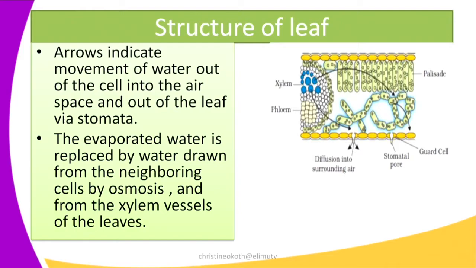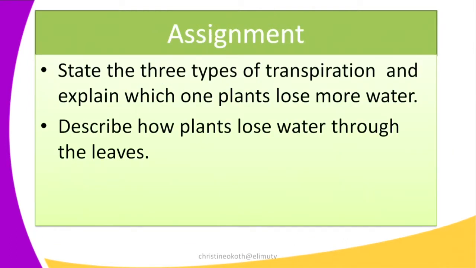So that video has just explained what transpiration is and how transpiration occurs at the surface of the leaf. That has been our lesson for today, and before we leave, I'm going to leave you with an assignment. Question number 1, state the 3 types of transpiration and explain which one plants lose more water. Number 2, describe how plants lose water through the leaves.